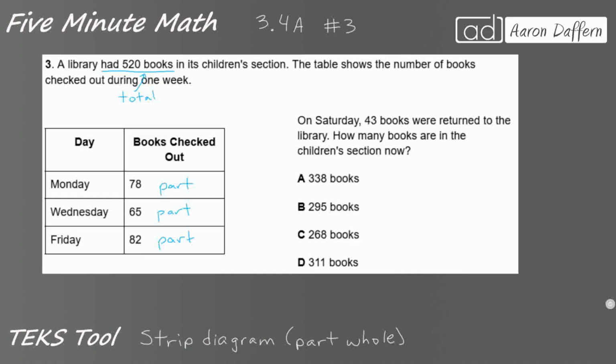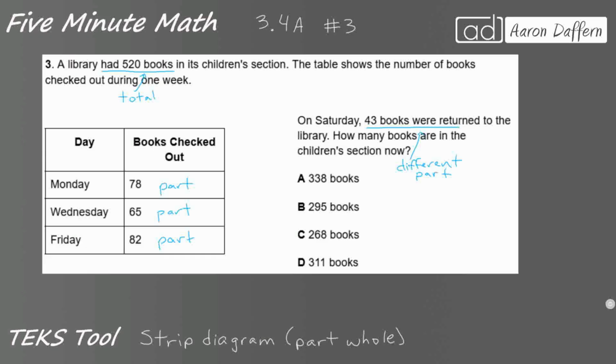But then on Saturday, we've got 43 books being returned to the library. So this is another part, but this is a different part. And so this is actually a two-step problem because now we need to figure out how many children's books we have now. If we can show this with a strip diagram, it's going to help us figure out how we can do the two steps required in this problem.